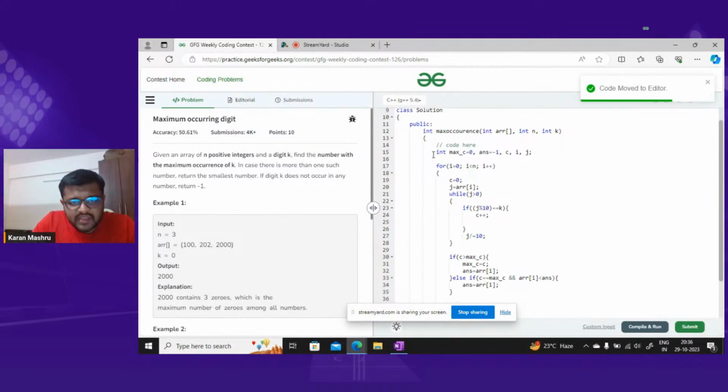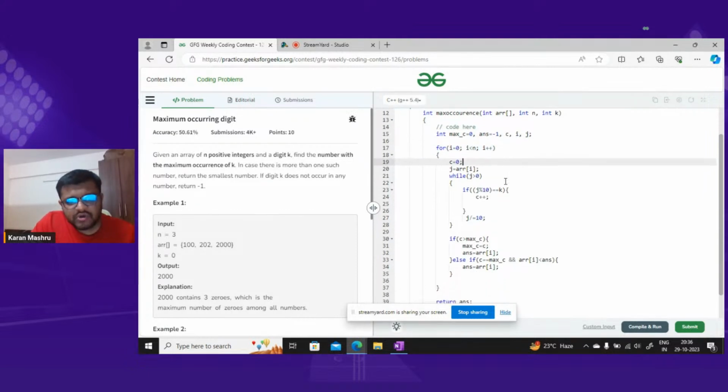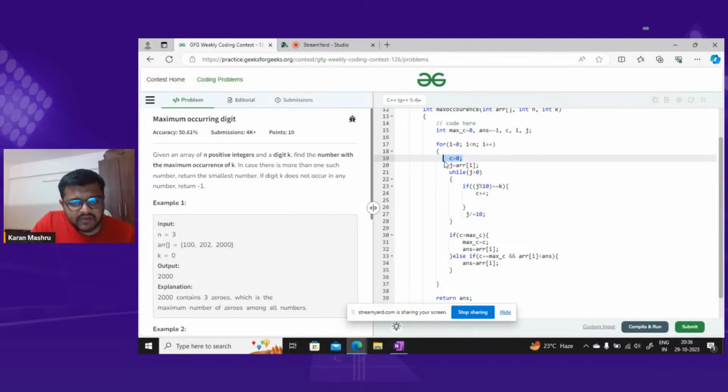So basically I have taken one variable, max count, which will store the maximum count of k among all the numbers. I have taken answer equal to -1 initially. I have taken c to count the occurrence of k in individual elements, and I have taken variables i and j. Now I will traverse from i equal to 0 to n, and I'll make the count variable equal to 0 initially, and j equals array of i. Now at every point of time, I can access the last digit by saying j modulo 10, and I want to see how many times k occurs in it.